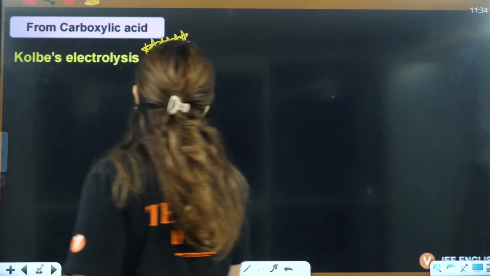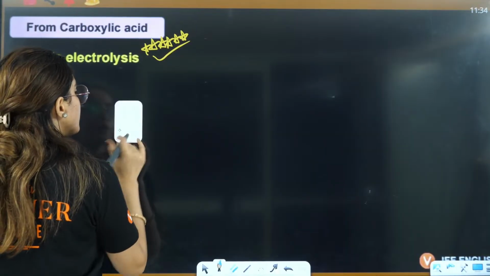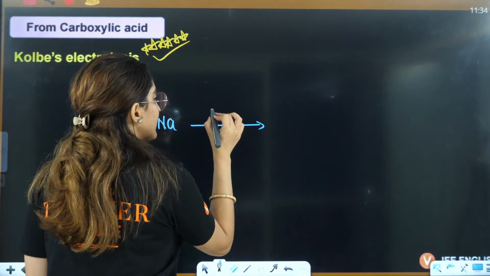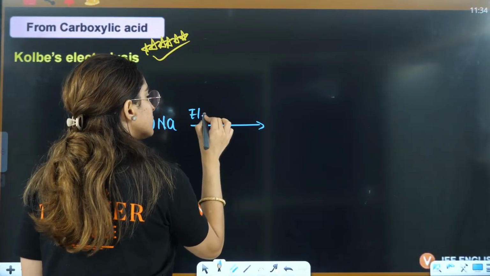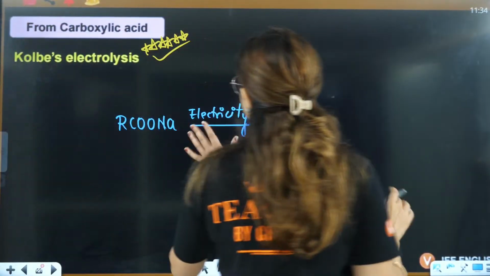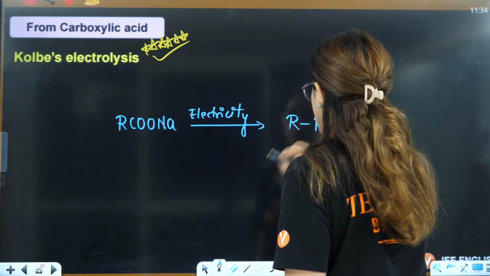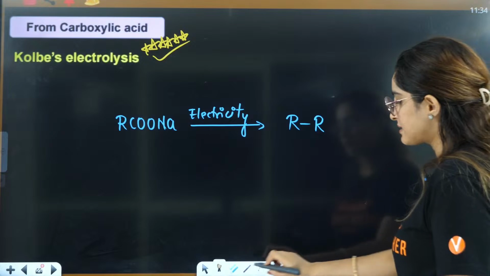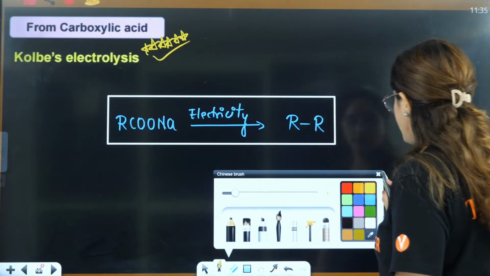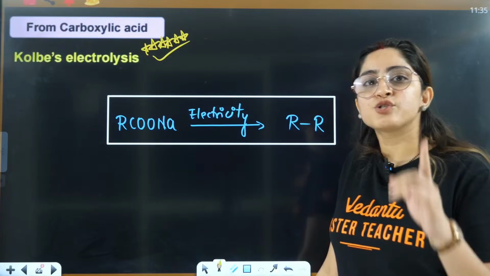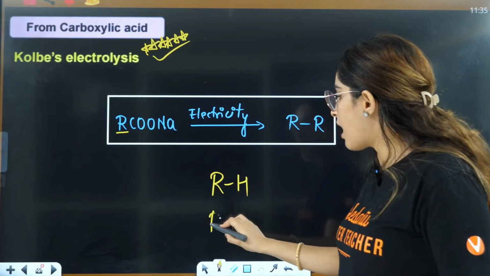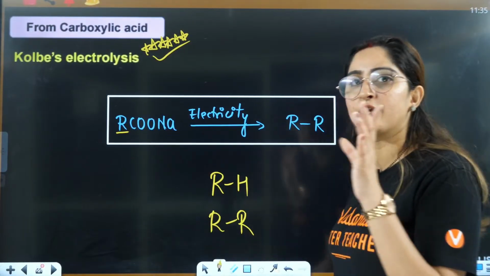In Kolbe's electrolysis, guys, same thing, RCOONa, decarboxylation you are doing, electricity you are passing, cathode, anode, every mechanism also we will talk about, right? And you will have here the formation of RR. This is the difference between Kolbe's electrolysis and soda lime decarboxylation. In soda lime decarboxylation, RH is formed. In this, RR is formed. That is a major difference that you should remember.